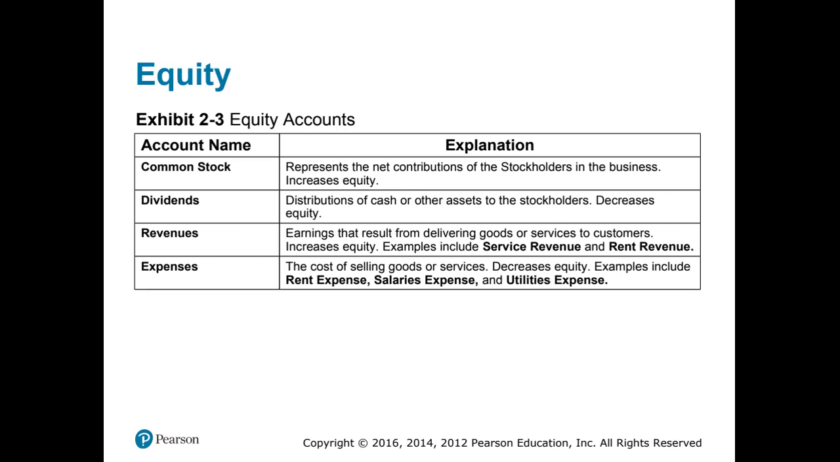Equity accounts. So we have common stock, dividends, revenues, and expenses. These all fall within our equity accounts. We saw that when we looked at the expanded accounting equation. So we're actually just going to talk a little more detailed about this. Common stock represents the net contributions of the stockholders in the business and increases equity. Dividends are distributions of cash or other assets to the stockholders, and it decreases equity.